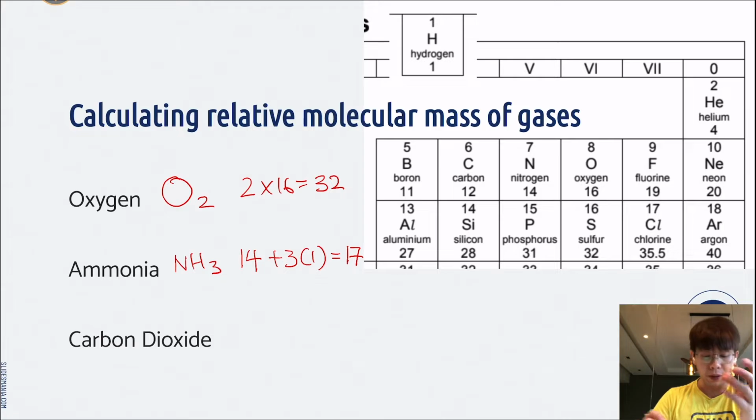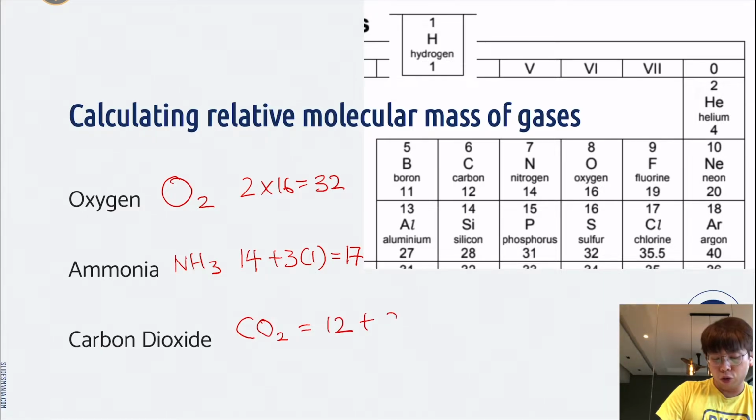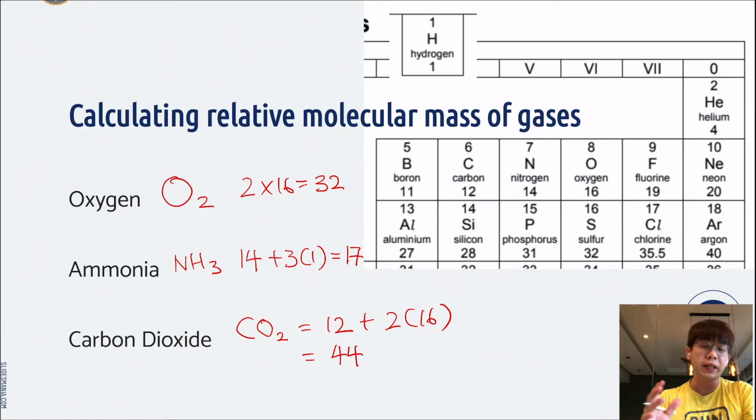Carbon dioxide, right? The name carbon is C. Di means 2, oxide. So 2 oxygen, CO2. If you look at the periodic table, we have 1 carbon and 2 times oxygen, which is 16. And when you calculate this, this is 44. Now, looking at the relative molecular masses of the different gases, we can tell that carbon dioxide is the heaviest at 44, while ammonia is the lightest at 17.